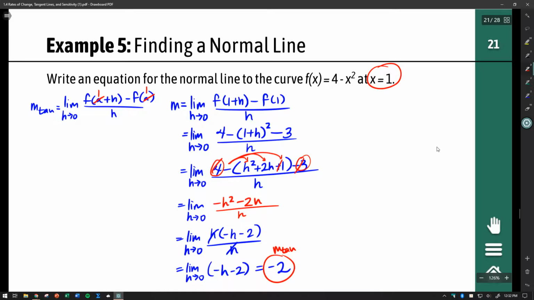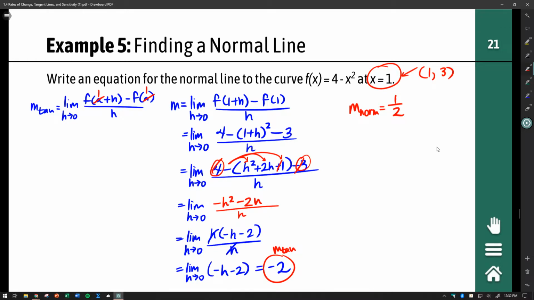So what's the slope of the secant line? Well, the slope of the secant line then is going to be the opposite reciprocal. So let's go m, or not secant, normal line. The slope of the normal line is going to be positive 1 over 2. So we have the slope. Now we want to come in at x equals 1 and write the equation of that line. So what's the point where x is 1? Well, it'd be 1 comma 3, right? Because 4 minus 1 squared is 3.